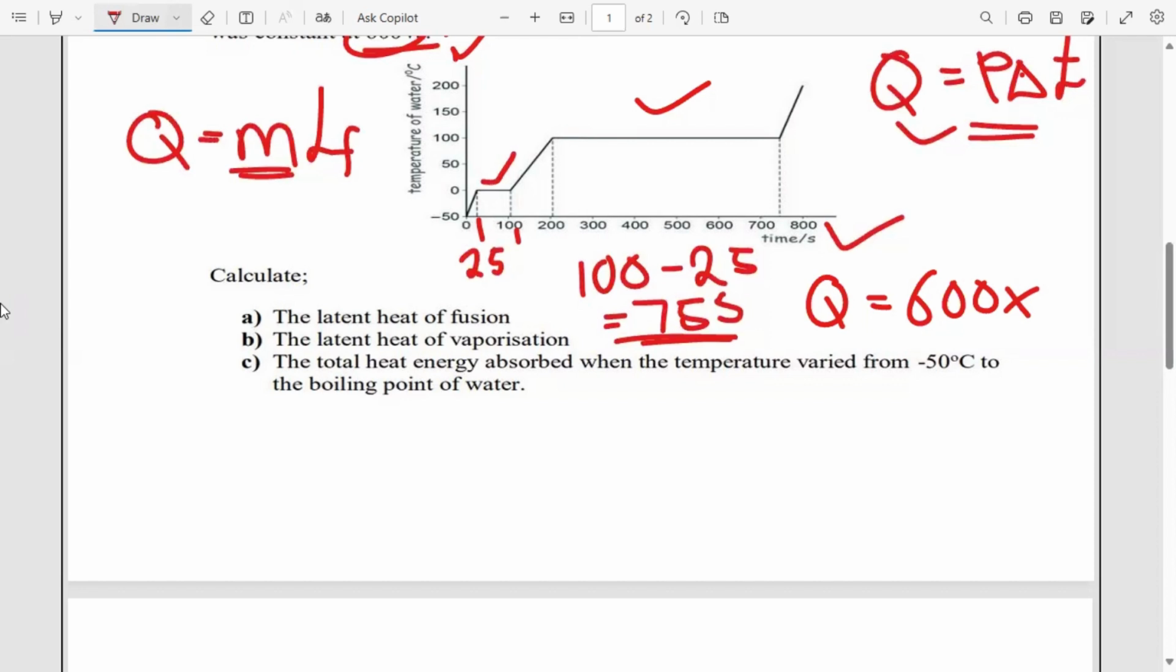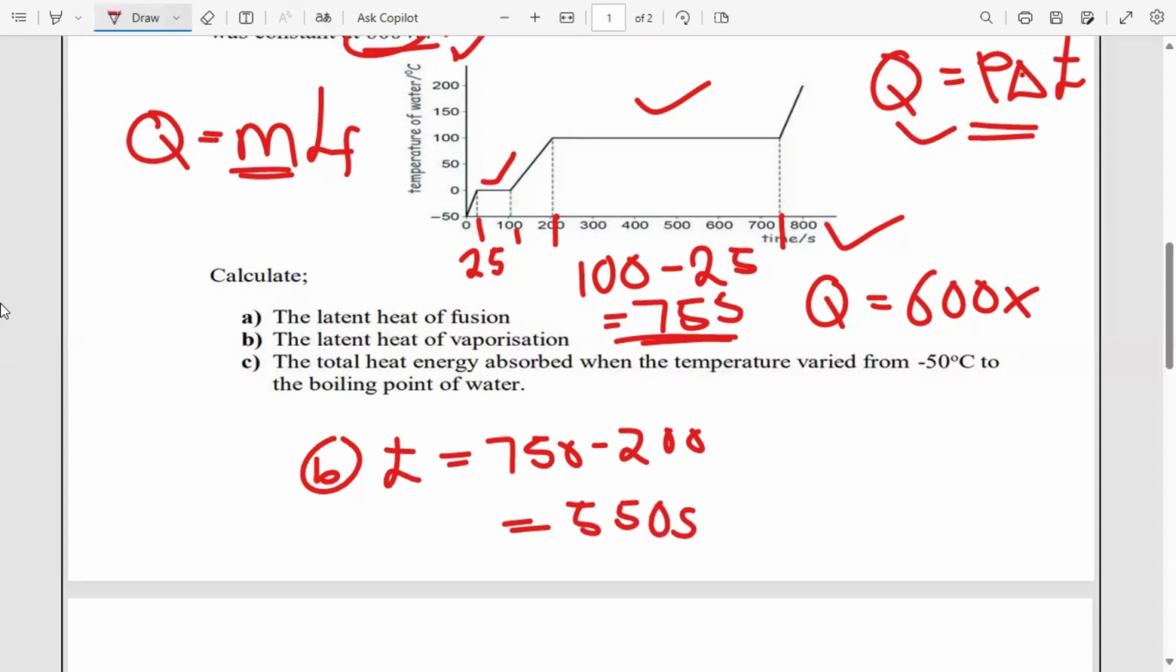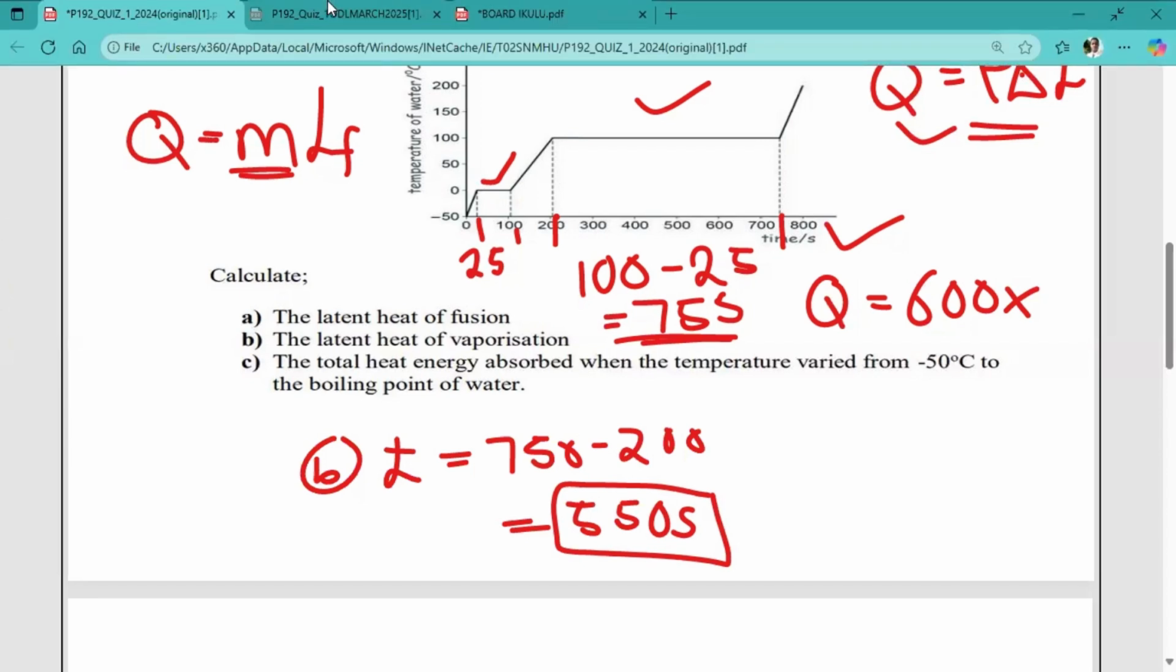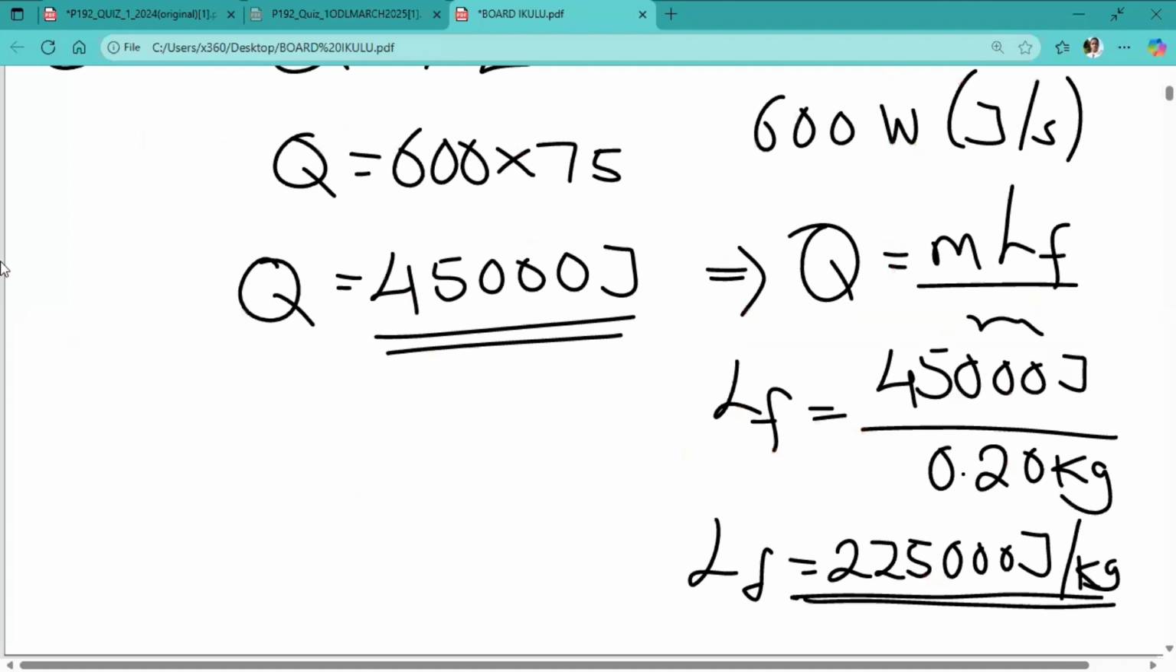And what time is that? It's the time from the 200 that we have here, since that's where the temperature reaches 100 degrees Celsius, to that point there. And that point is in the middle of 700 and 800. So we're going to consider that as 750, which means for part B, our change in time will be equal to 750 minus 200, which means our delta T is equal to 550 seconds. So we're going to plug this time into this formula to find the power that is supplied, then plug it into the formula for latent heat of vaporization to find the actual latent heat of vaporization.